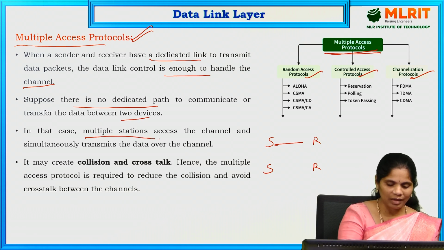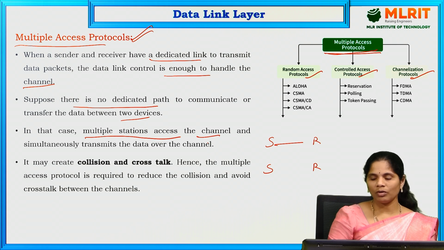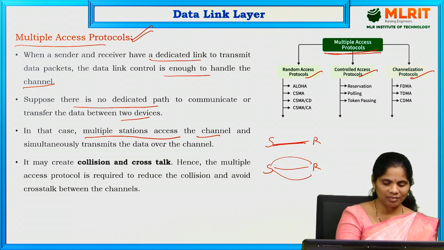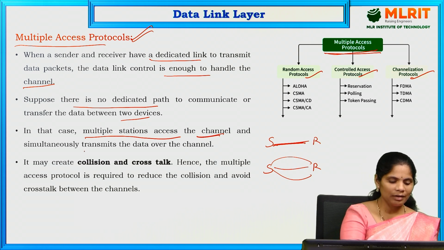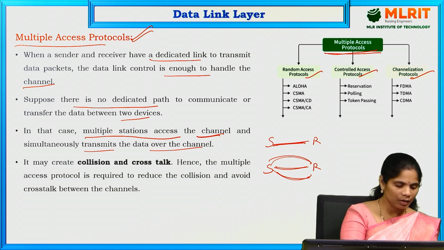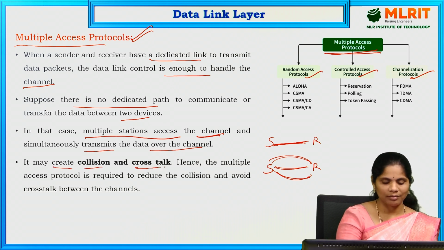Multiple stations access the channel. So there is no dedicated path. This is the dedicated path, that is the static. There is no dedicated path; I can go anywhere for sending the data. Multiple stations access the channel and simultaneously transmit the data over the channel. Simultaneously, I can transfer by using any channel. That is the multiple access protocol. It may create collision and crosstalk.